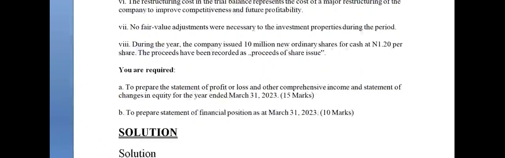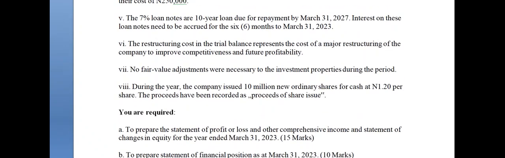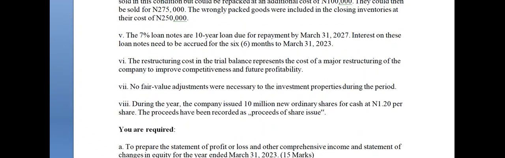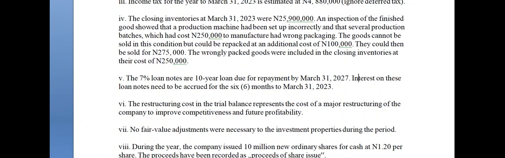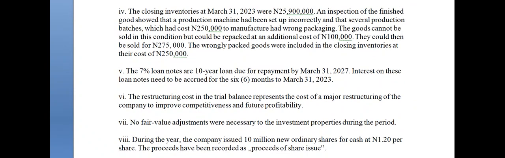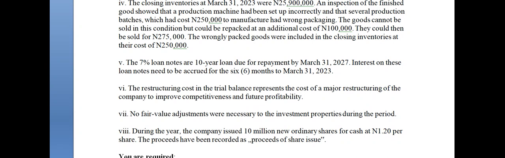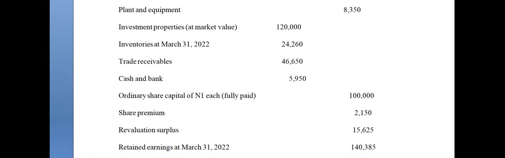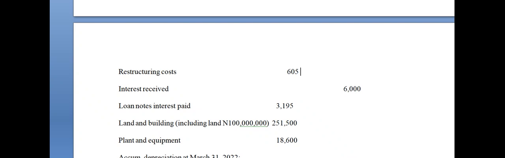Reconstruction cost. Is there anything they say again there? They said during the year, the reconstruction cost in the trial balance represents the cost of major repairs. So there are no adjustments there, so we just carry it. What do we have there? What's the cost? The reconstruction cost: 605.